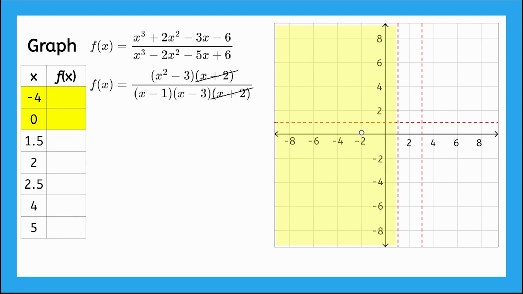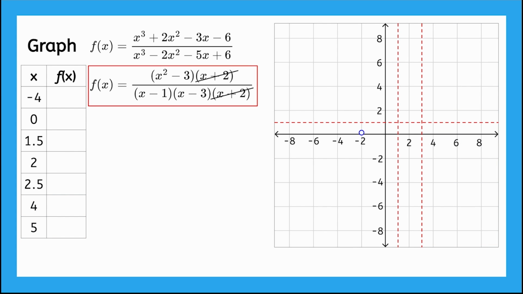I'm going to use negative 4 and 0 for the area to the left of the vertical asymptote at x equals 1. 1.5, 2, and 2.5 for the area between the 2 asymptotes, and 4 and 5 for the area to the right of x equals 3. These points should give me an accurate picture of what this function looks like.